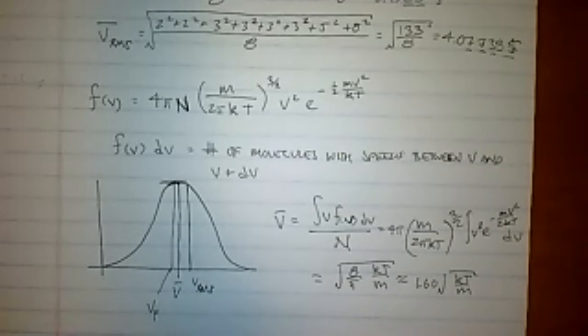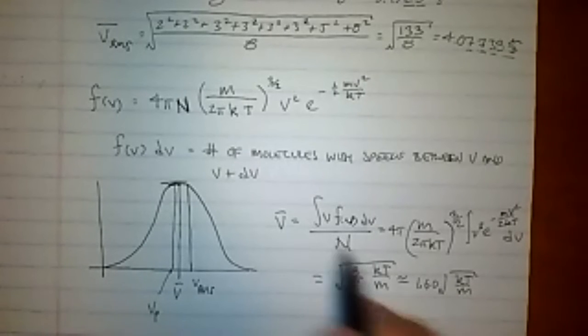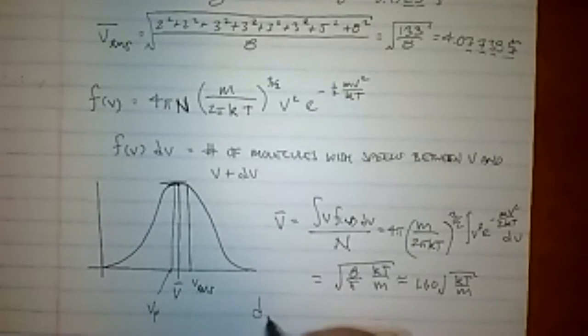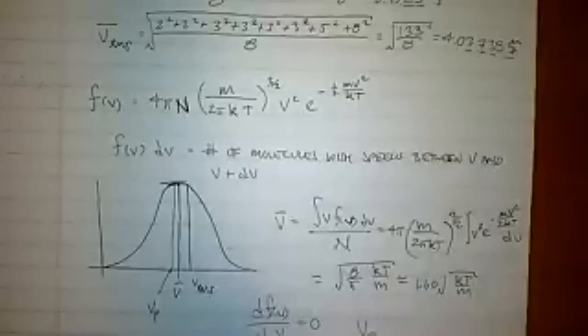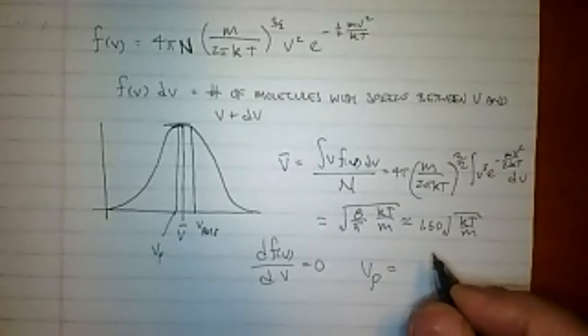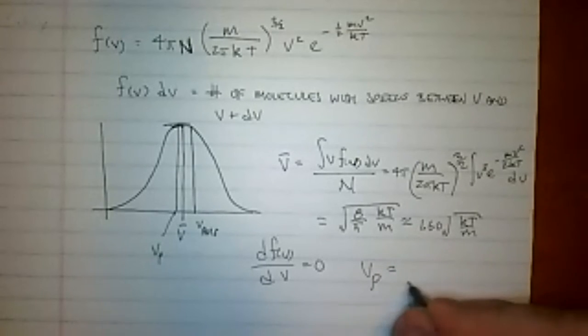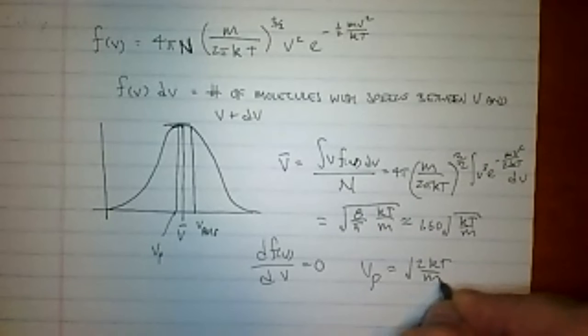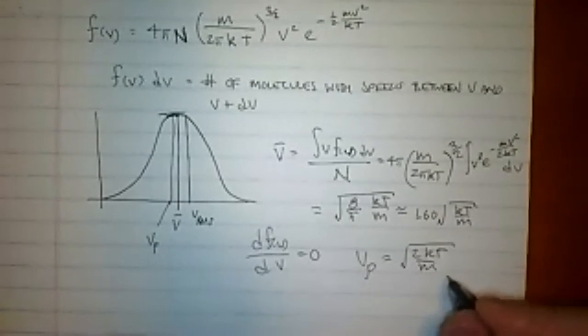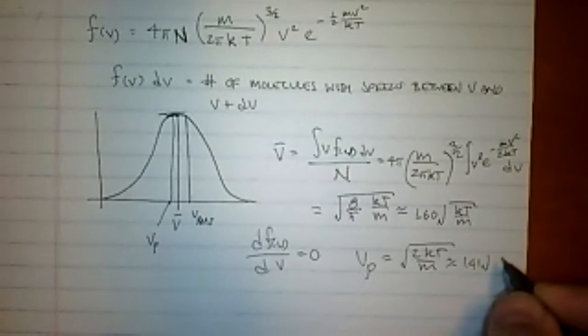Actually, I didn't solve it that way for you, but yeah, you could have seen that 1 over mv squared. You would have had a slightly different number than 8 over pi, and you can see that that's the average velocity. If you wanted to know the most probable, you'd say df of v over dv, and you set that equal to 0, and that would give you that vp. This is another exercise I highly recommend you doing. This one turns out to be the square root of 2kT over m, which is approximately 1.41 times the square root of kT over m.